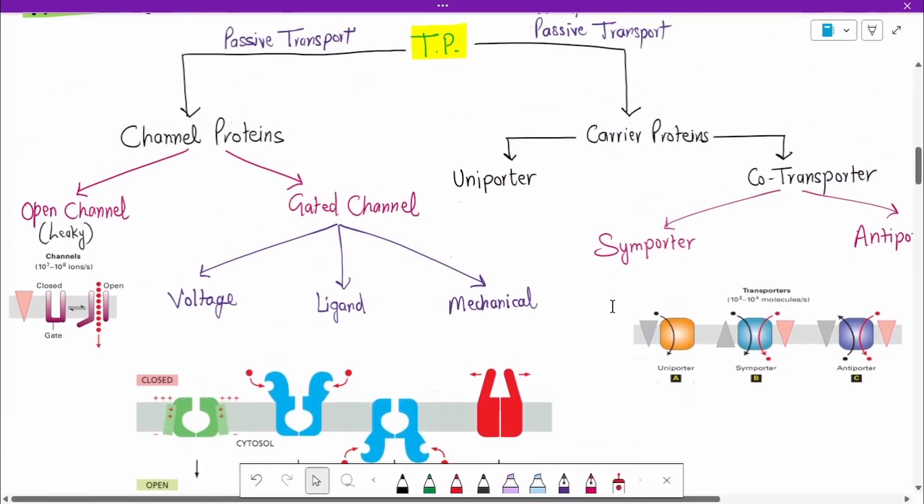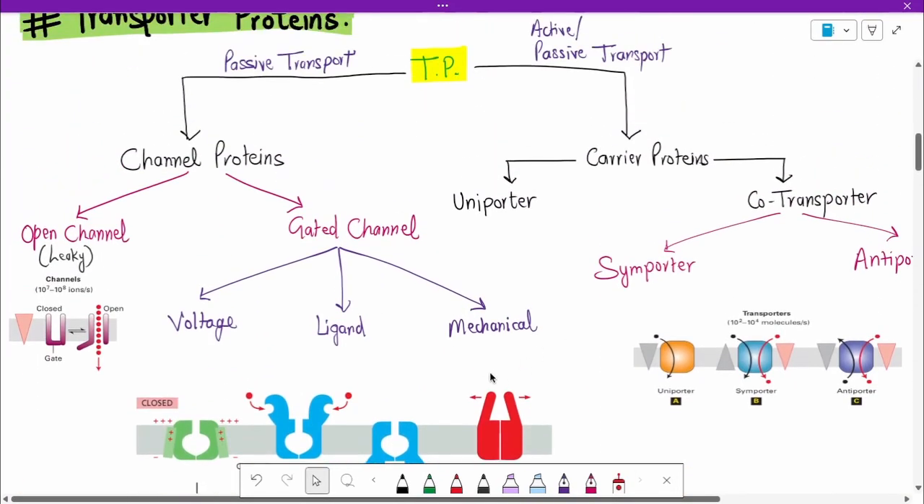So let's have a look at these channel proteins first, then we will come to these carrier proteins, and we will study these carrier proteins more in case of active transport. For this video we will be focusing more on these channel proteins.